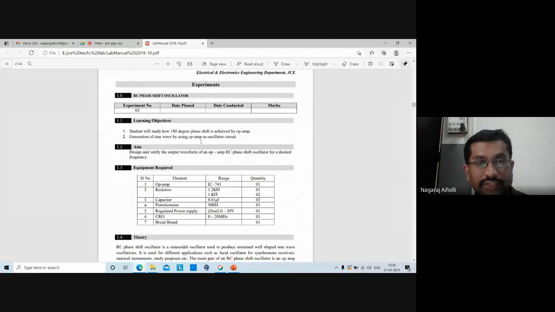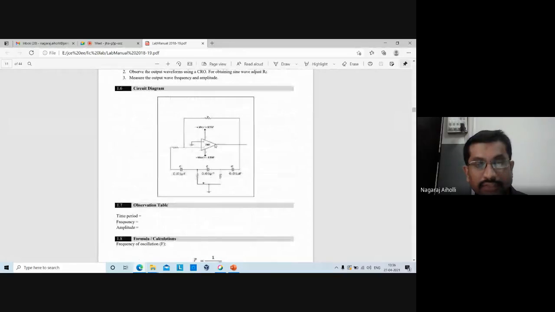This is how the RC phase shift oscillator circuit looks. There is a forward path and a feedback path. The forward path produces a 180-degree phase shift, and the feedback path produces a 180-degree phase shift. So the overall phase shift of the oscillator is 360 degrees or 0 degrees, correct? You have studied this in your analog electronics theory. If the overall phase shift is either 0 degree or 360 degree and the loop gain is equal to unity, this is called which criteria?